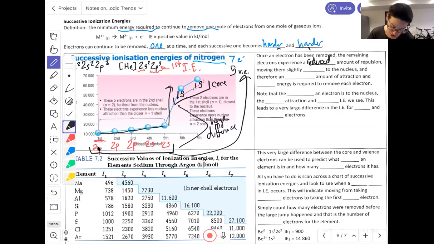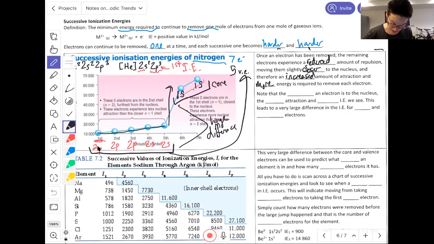All right, I have fewer electrons, a reduced amount of repulsion, moving them slightly closer, and therefore an increased amount of attraction. As Alyssa said, because we have more protons, they're pulling them in. So we have more attraction. And if I have more attraction, more energy is required to remove it.